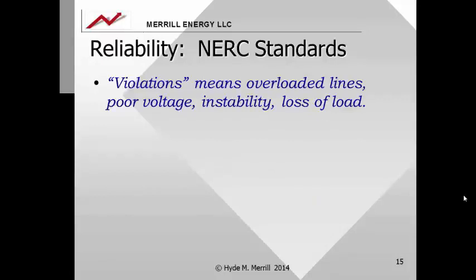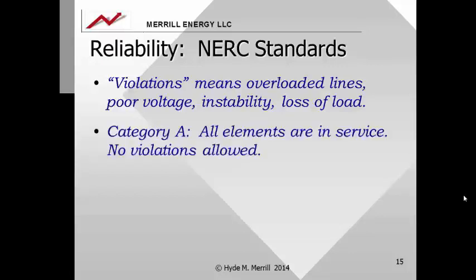The standards consider several conditions. First, Category A. In Category A, all elements of the transmission system are in service and no violations are allowed. In other words, the flows on the transmission lines need to be below the capacity of each line, the voltages need to be correct, and so on, when all of the elements are in service.